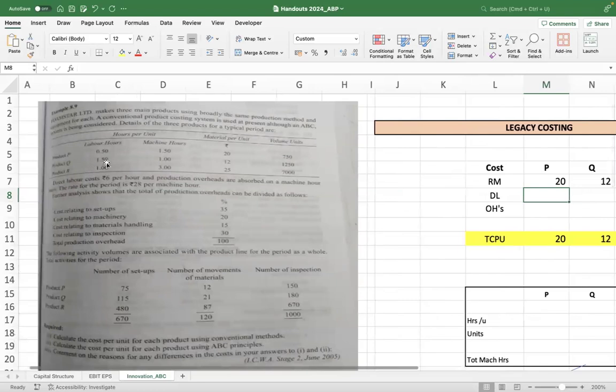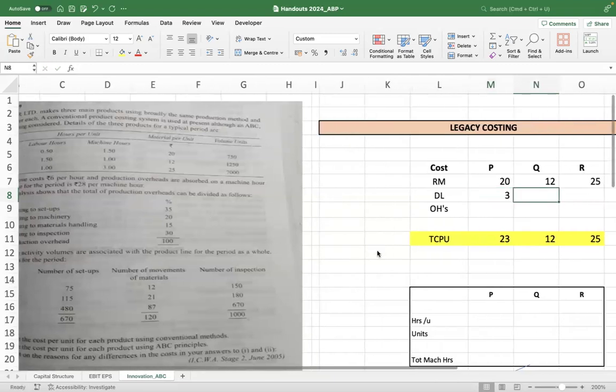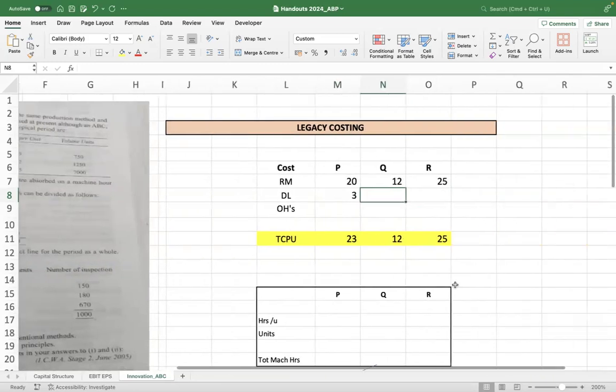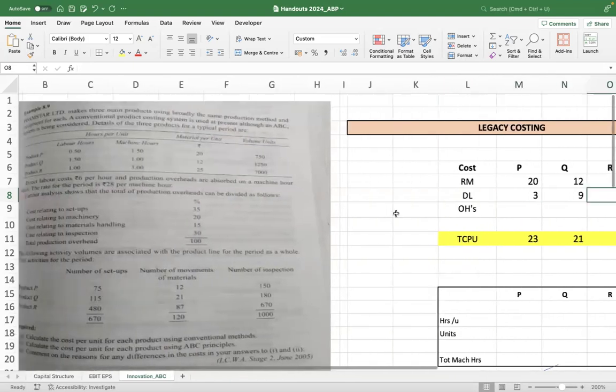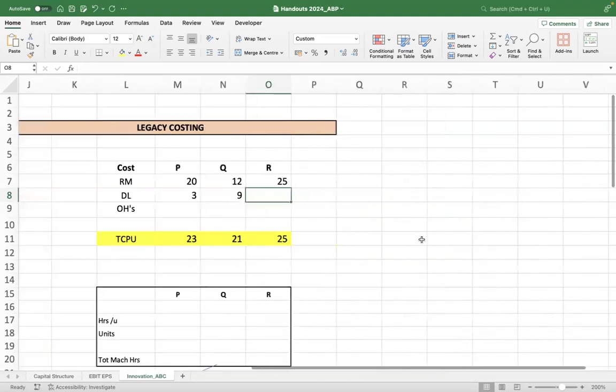Labor, if you see, the labor rate is what? Six rupees per hour. But what we are doing is product costing, so we need the cost per unit of production. Rupees per hour multiplied by hours per unit should give you your rupees per unit. So 6 per hour into 0.5 is 3 rupees per unit for P. 6 per hour into 1.5 is 9 rupees per unit for Q. 6 per hour into 1 hour per unit is 6 rupees per unit for product R.